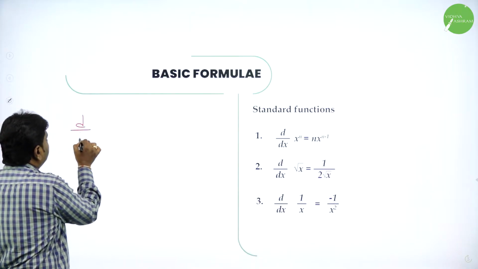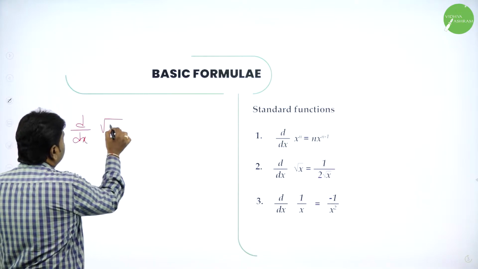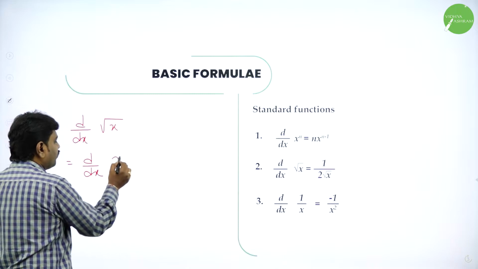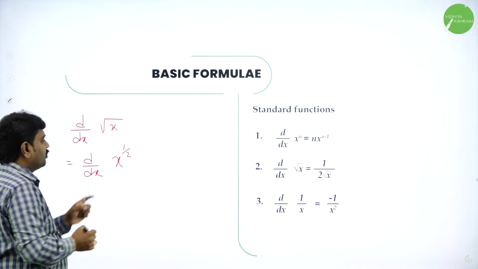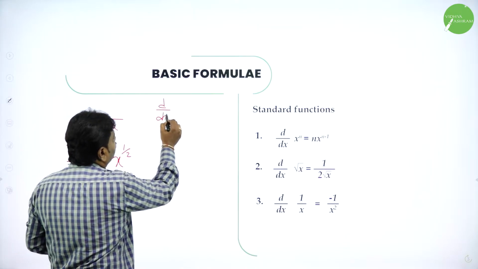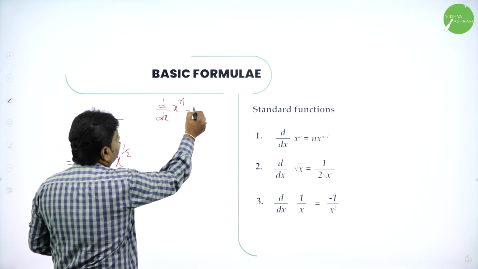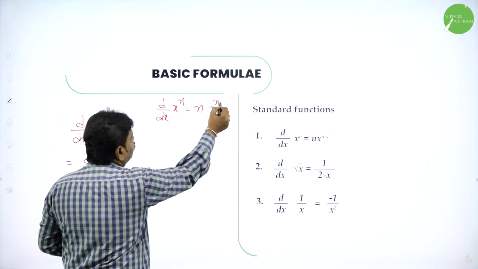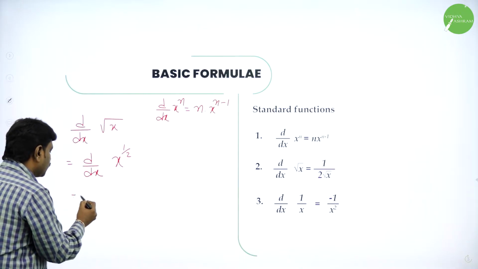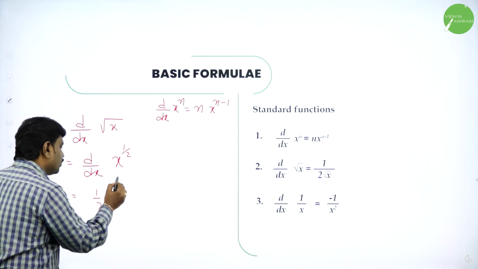If you want to find d by dx of root x, can we write root x as d by dx of x power half? Now it is in the form of d by dx of x power n. All of you know what is d by dx of x power n? D by dx of x power n is n into x power n minus 1. So now this is in the form of d by dx of x power n, so I can use half into x power half minus 1.